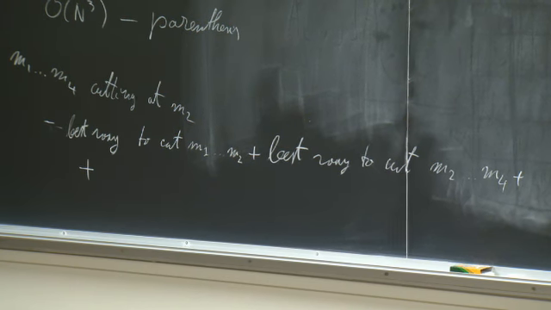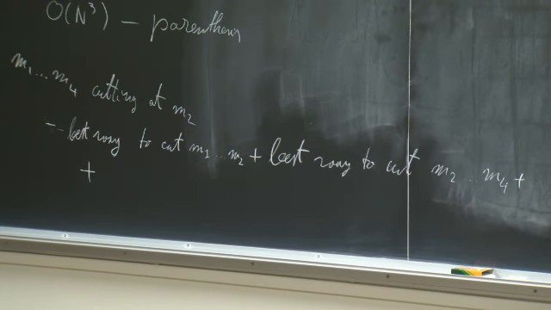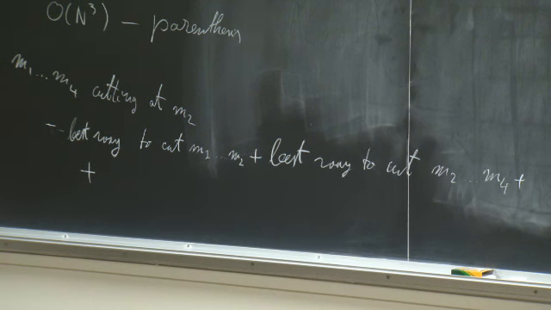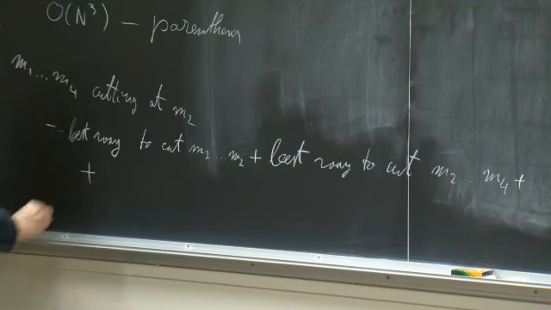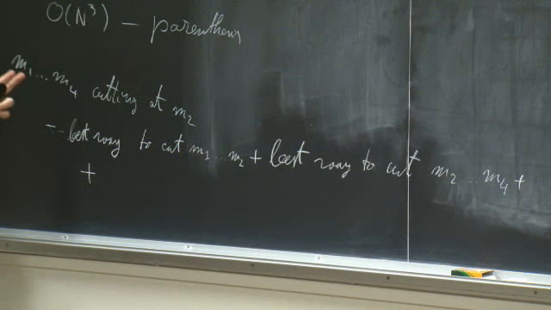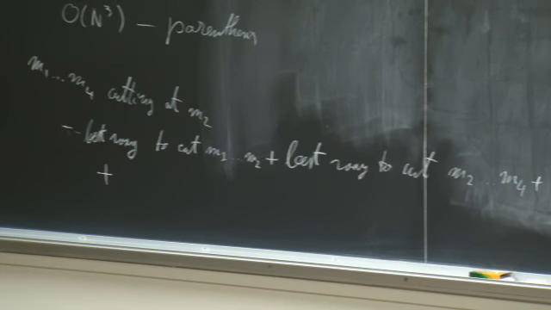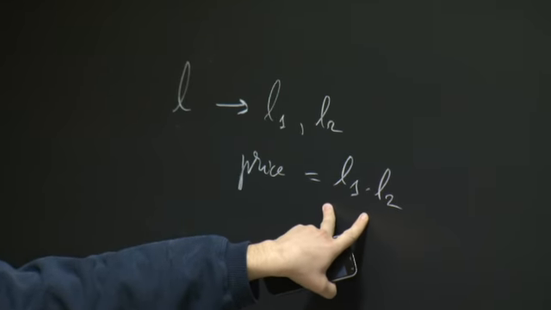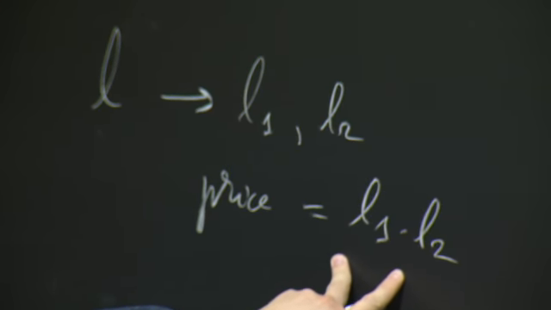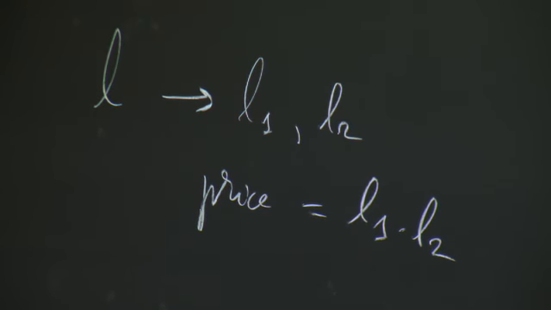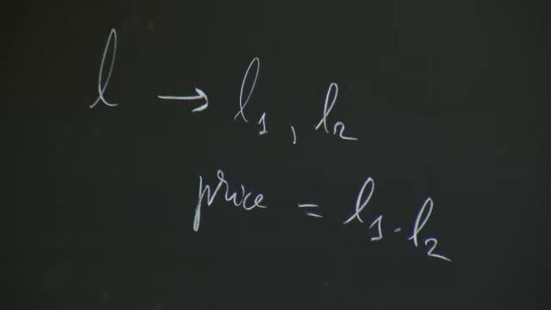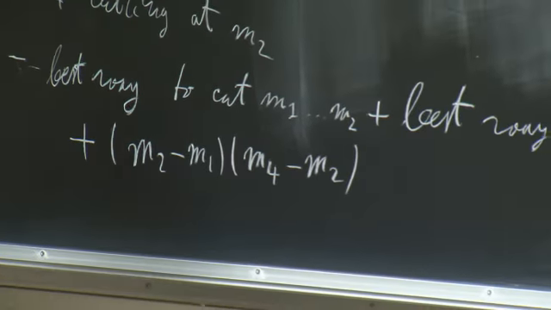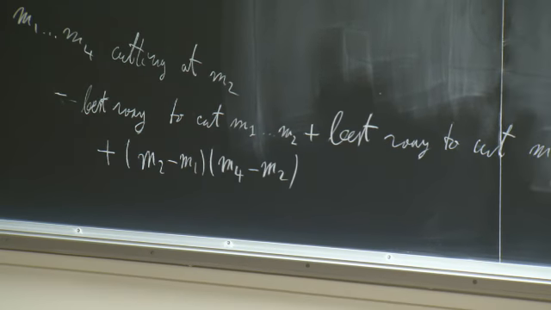4 minus 1 or something. Or the location of 4 minus the location of 1. So 4 minus 1. Not quite, almost. If I'm cutting a board into 2 pieces, the cost is the length of the whole board, not the product of the 2 pieces. M2 minus M1. Yep.